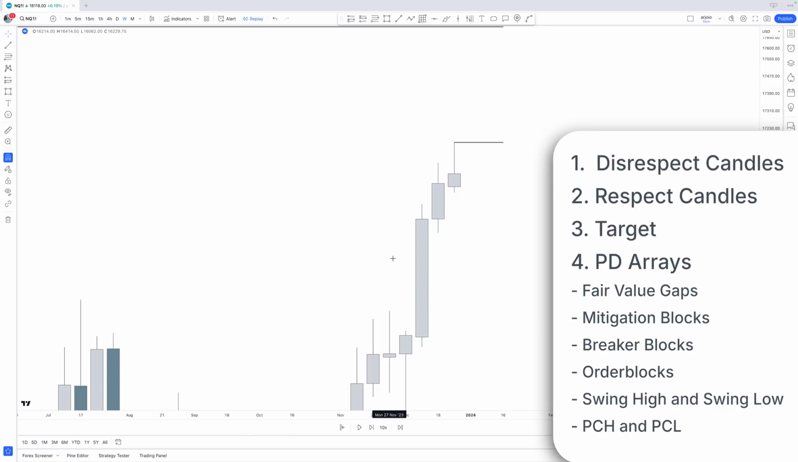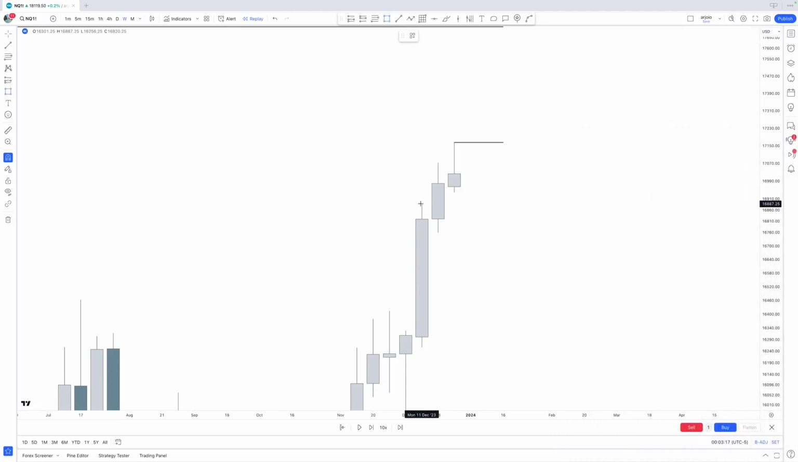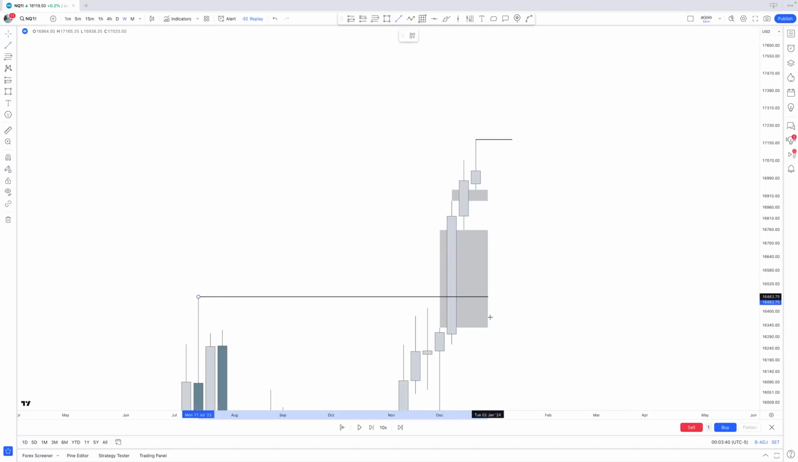So I like to stick to fair value gaps, of course, mitigation blocks, breaker blocks, order blocks, swing highs, swing lows, and previous candle highs, previous candle lows. That might already seem like quite a lot to someone who is not familiar with all the hundreds of PD arrays out there. I can understand that, but that gives me the most accuracy. So if we mark out all those PD arrays, here we have a fair value gap right there. We have a fair value gap right there. We have a fair value area sitting right there in the form of that mitigation block, which is nicely overlapping with the fair value gap itself as well.